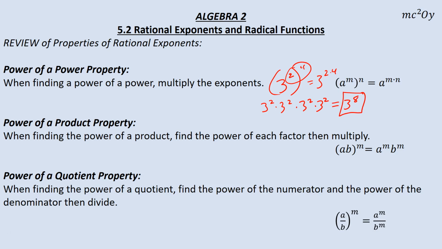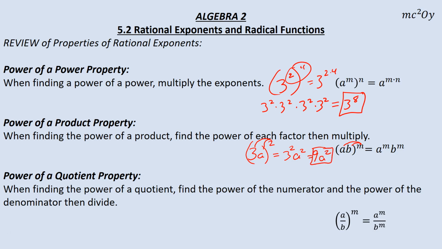Powers of product property. Essentially, if you're finding the power of a product, find the power of each factor and then multiply. It's kind of almost like the distributive property. So say you have 3a to the second power. You distribute that into each part. So you'd have 3 to the second times a to the second. Excuse me, that would be 9a squared.